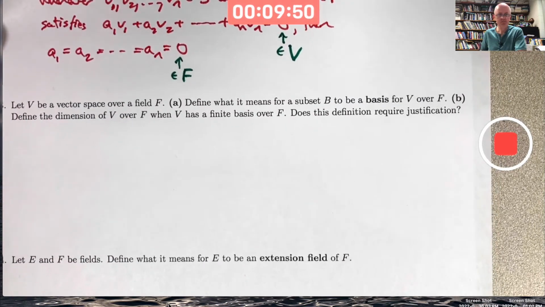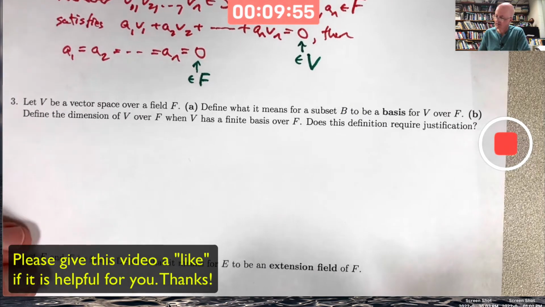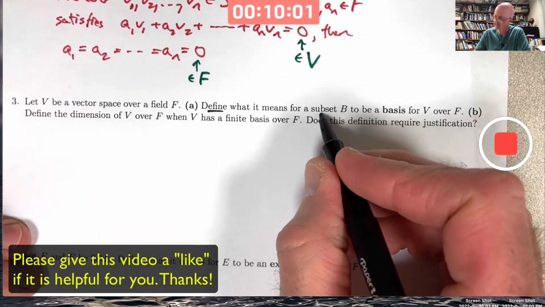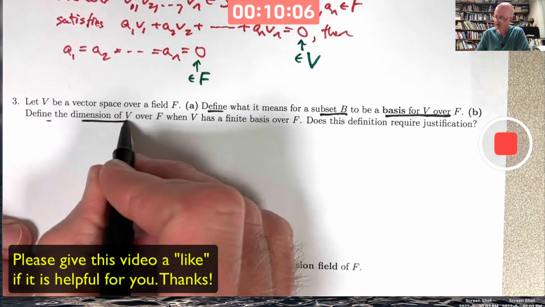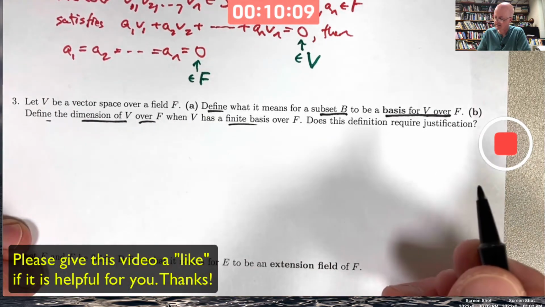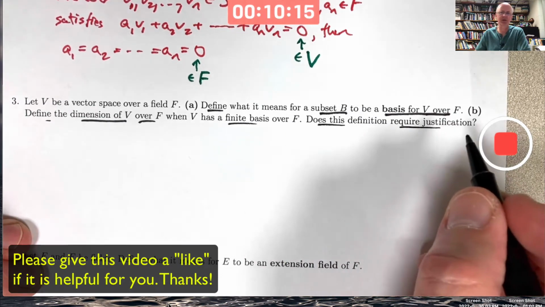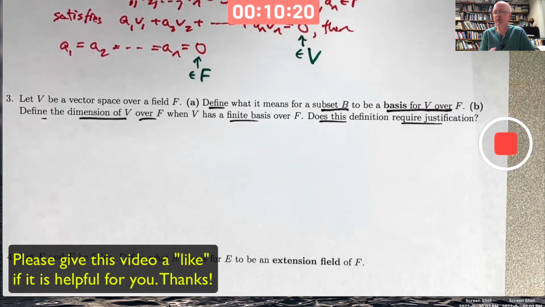Number 3. Let V be a vector space over a field F. Two parts here, and the second part's got a few different parts to it. First, define what it means for a subset B to be a basis for V over F. Secondly, define the dimension of V over F when V has a finite basis over F. And in part B, there's another question. Does this definition require some sort of justification? What does that mean? Do you have to prove the definition? No, definitions aren't proved, but sometimes they need justification, meaning they need to make sense, okay? So we'll talk about that as I go here.